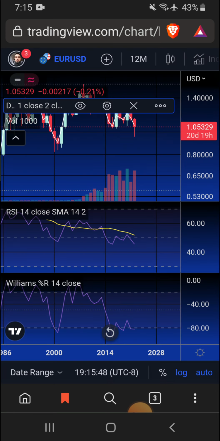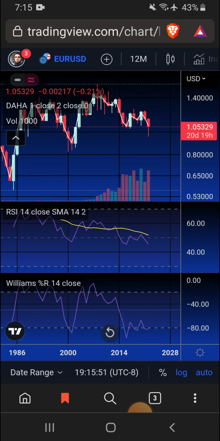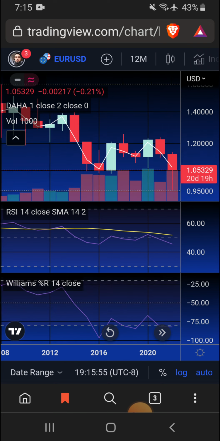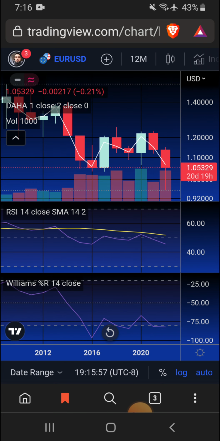So let me just bring this to the front. It's called DAHA. It's that white line. Basically it's a moving average, but the thing is, it's a never before seen moving average. It's never before seen, never before created. If it has been created, I've never seen it publicly created. It's a really simple concept. If you look at the code and you get it, you'll be like, wow, it's really that easy.